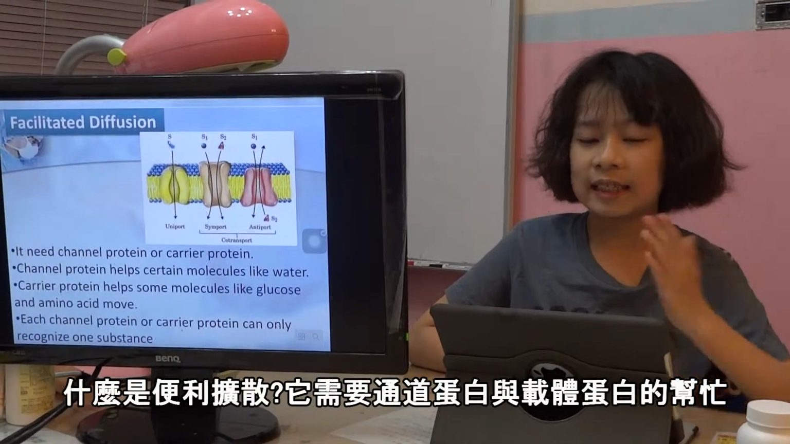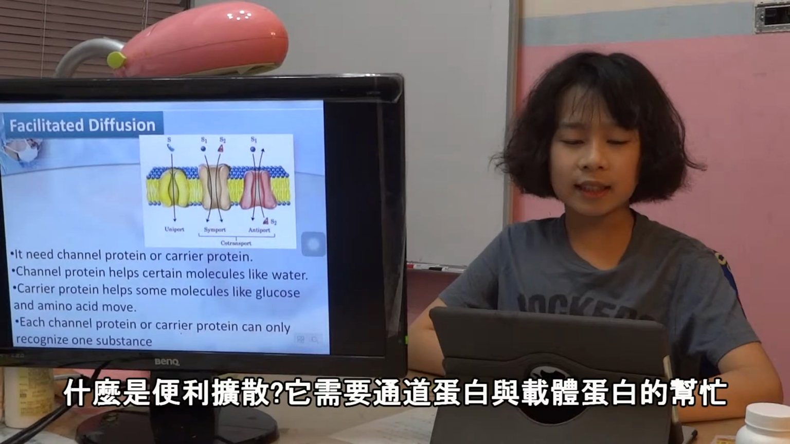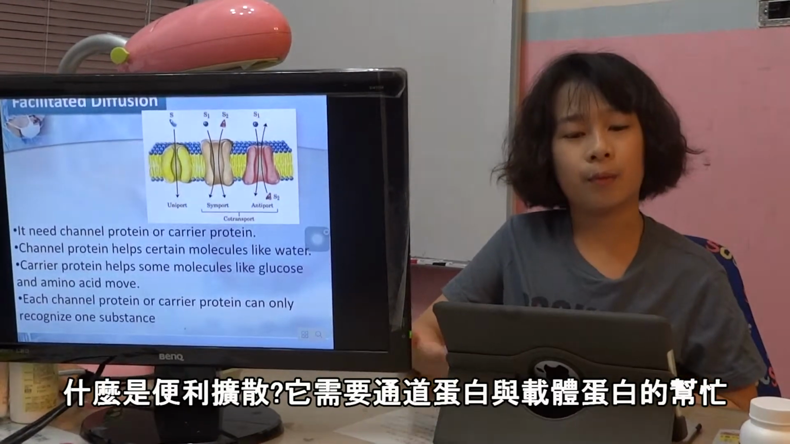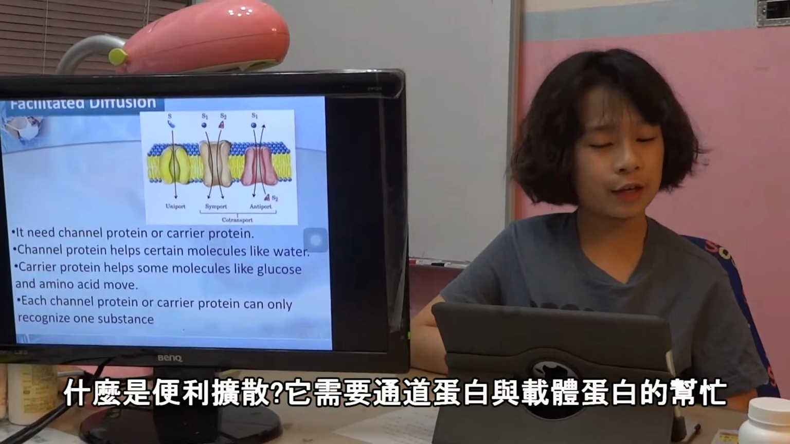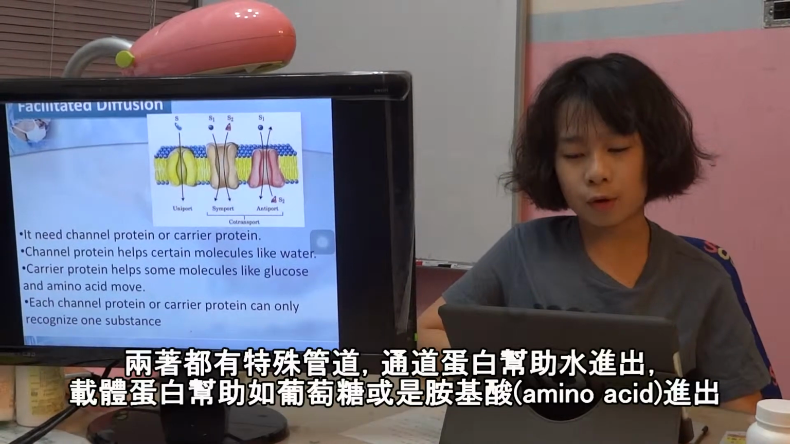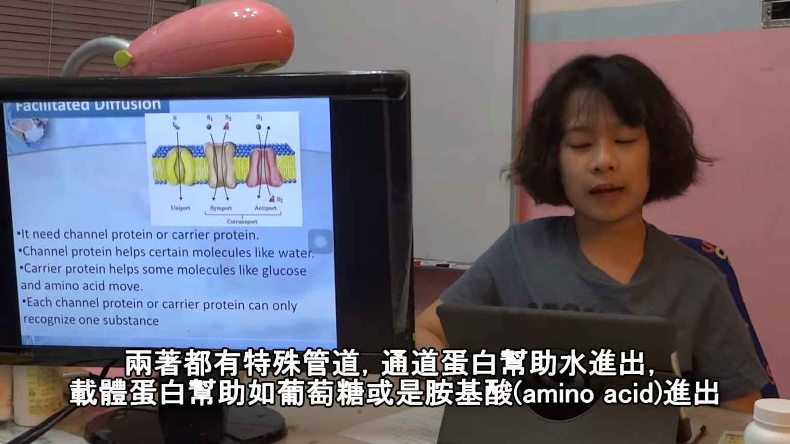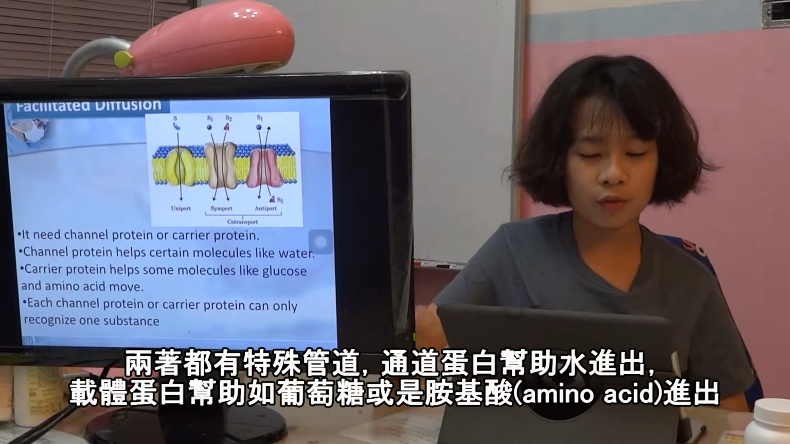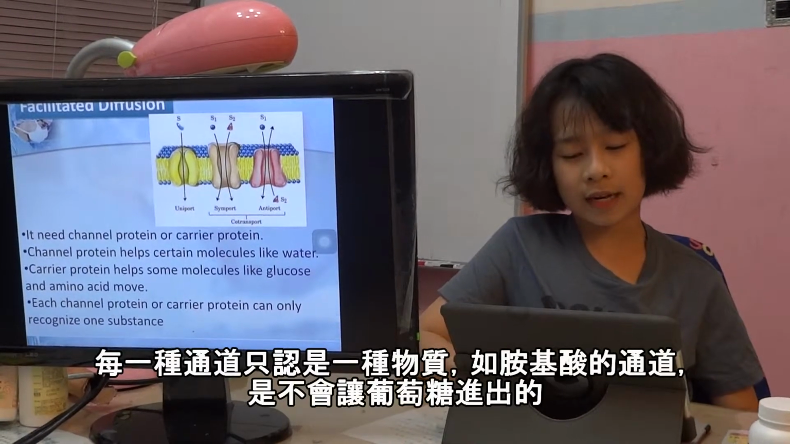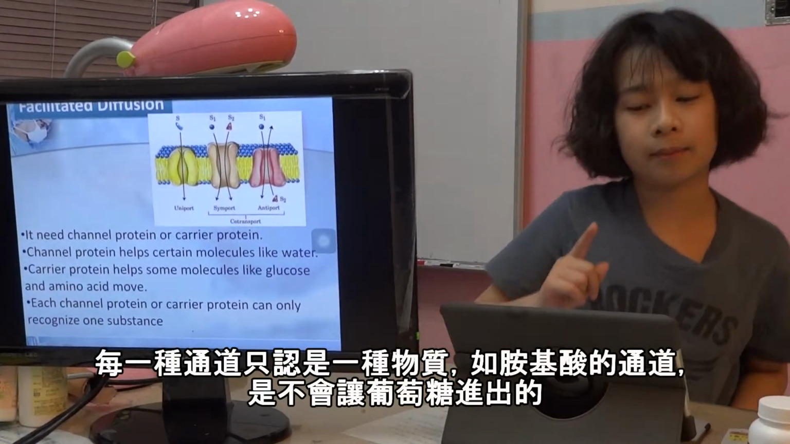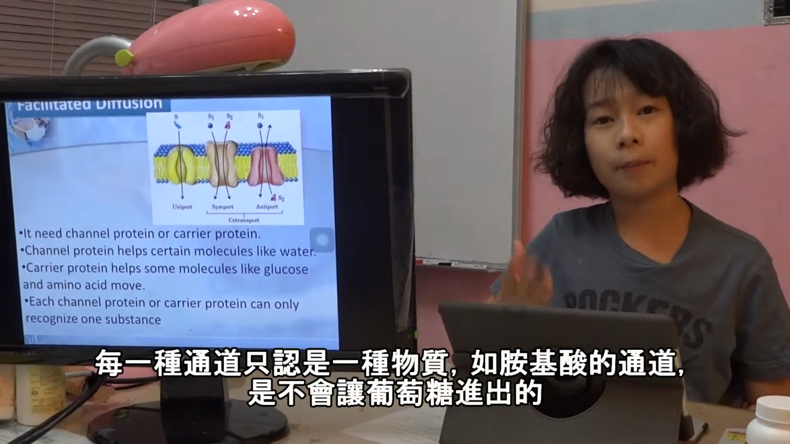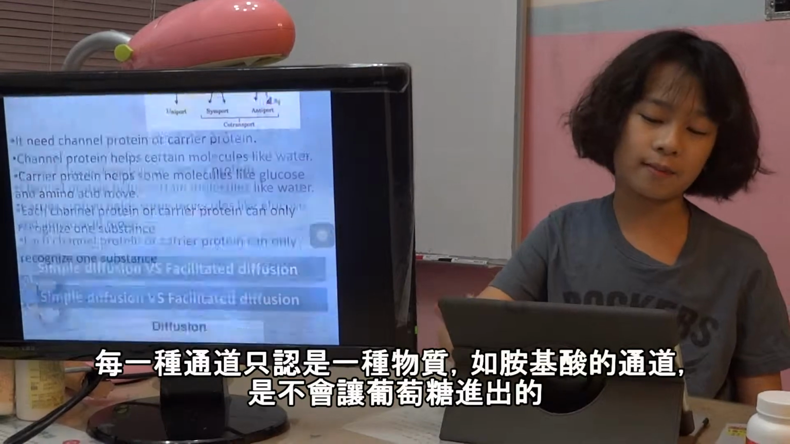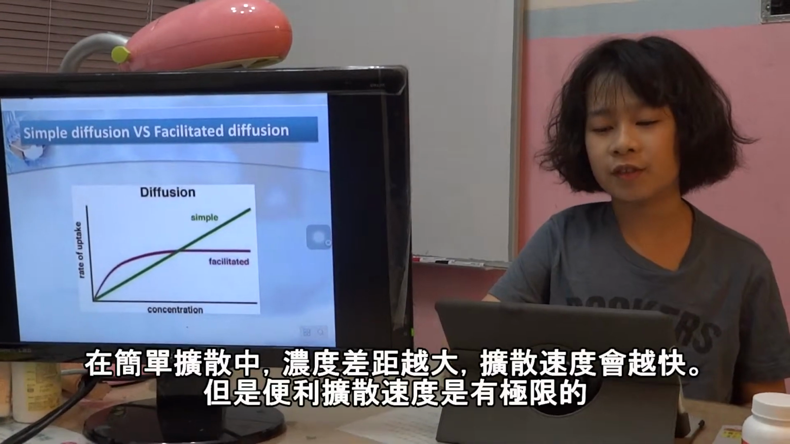What is facilitated diffusion? Facilitated diffusion needs a channel protein or a carrier protein. What is a channel protein? A channel protein helps some molecules like water, and a carrier protein helps some molecules like glucose or amino acids move. Each channel or carrier protein can only recognize one substance. Like this channel is for the amino acid, but if glucose comes, it won't allow it to move. Simple diffusion and facilitated diffusion.